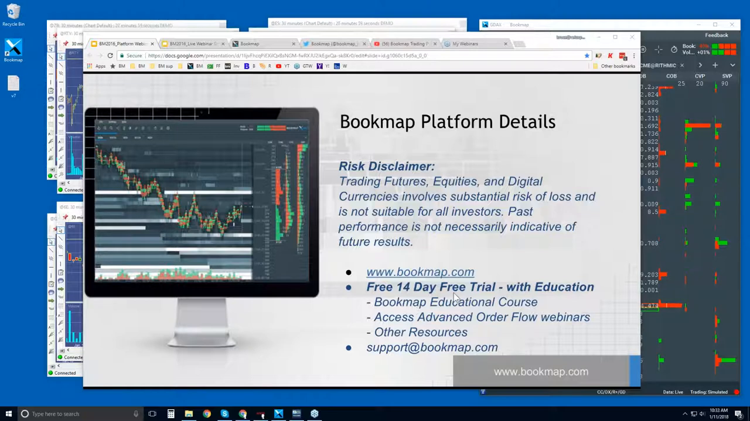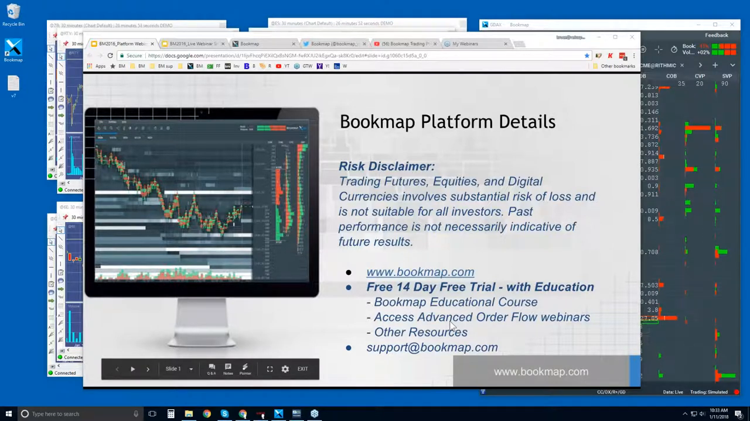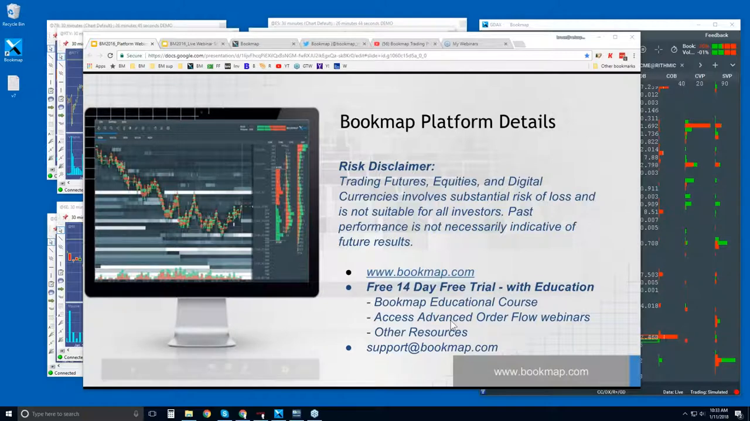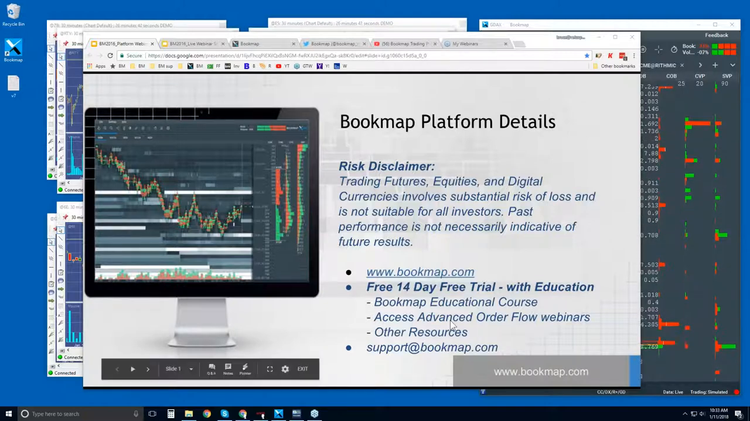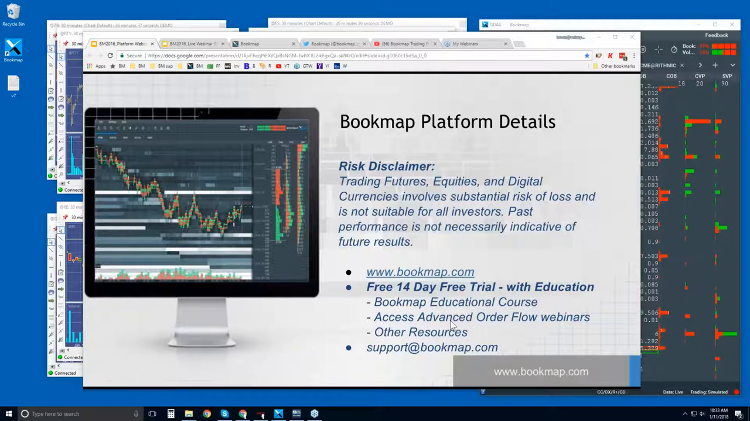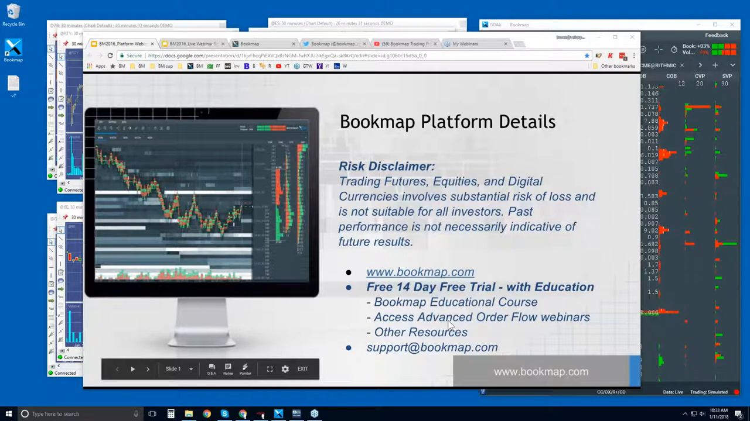Anyway, the education that comes along with this is the educational course, and then access to the advanced order flow live analysis webinars that are in about a half hour following this webinar. So in this webinar, we go through just the basics: understanding what Bookmap is, how it can help you, what it's really displaying, and then starting to understand the order flow and how it gives you an advantage. But in the advanced webinars, we go through order flow.